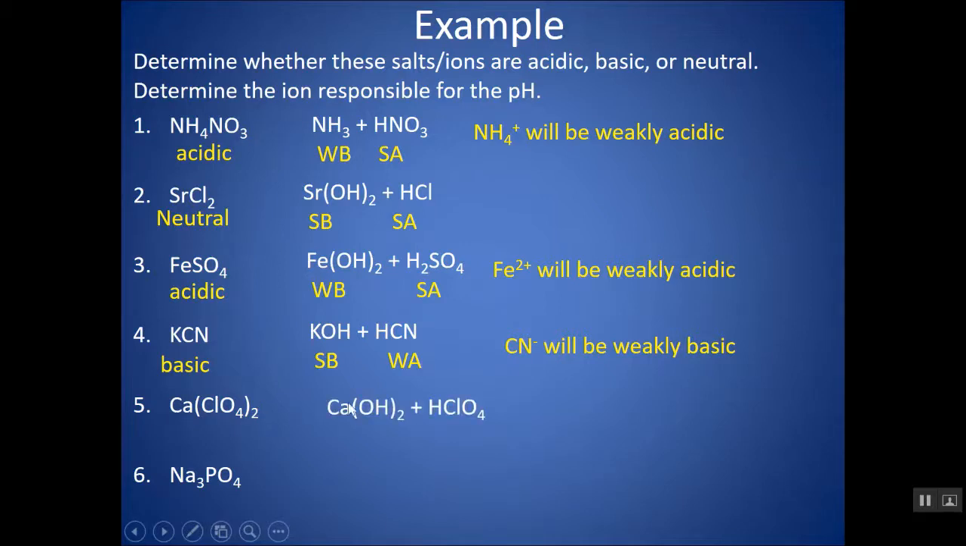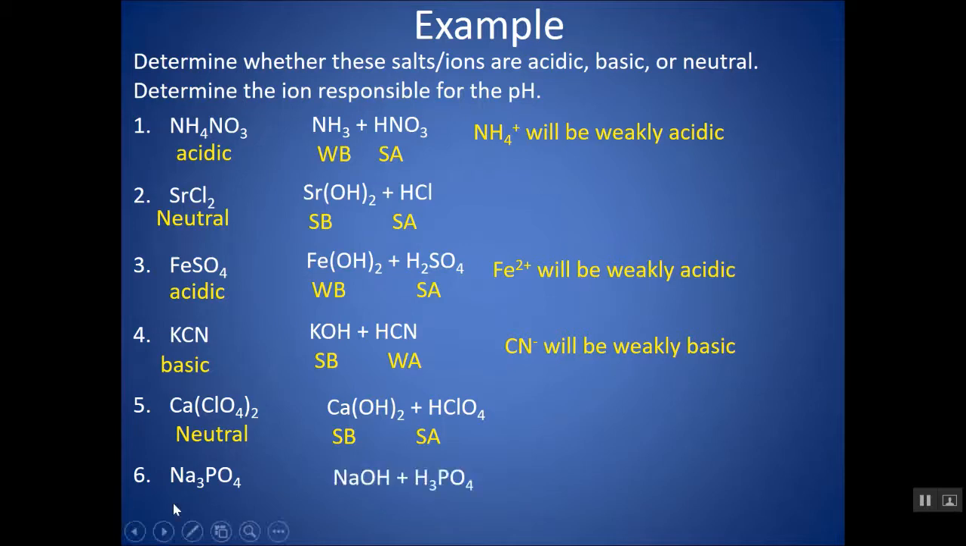Calcium perchlorate: calcium hydroxide is a strong base, perchloric acid is a strong acid, so this would be a neutral salt. Neither ion would be able to function as an acid or base. The pH would be neutral. pH would be 7 if it were at 25 degrees Celsius.